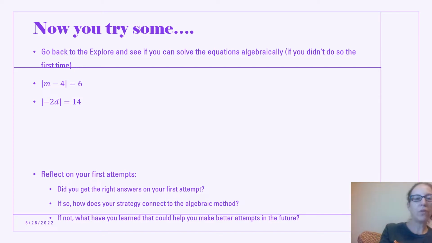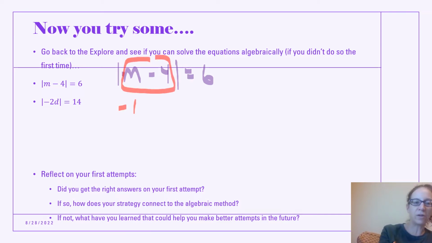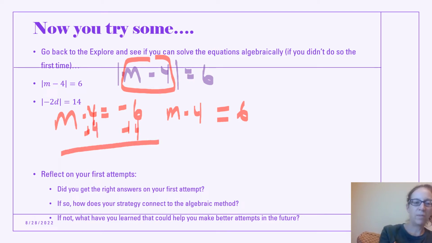All right, so let's take a look at them. We have the absolute value of m minus 4 equals 6. And I know that there are two numbers that have an absolute value of 6, and those are -6 and 6. Well, what must be equal to -6 or 6? The m minus 4. And so we end up with m minus 4 equals -6. Add 4, and we get m is equal to -2. And then we'll add 4 over here, and m is equal to 10.